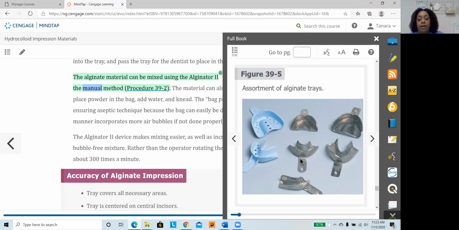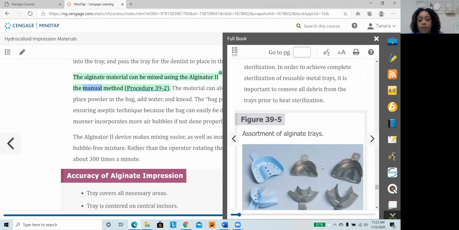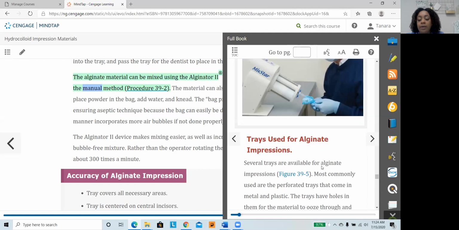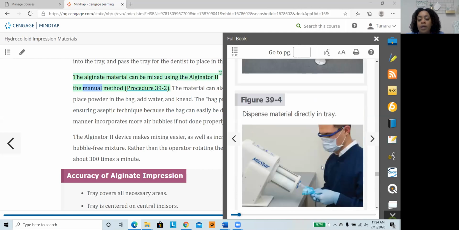Okay, it shows you on 921. All right, that pretty much concludes that area. Now here, it's showing you on page 920 where some places actually don't use the powder, it's your doctor's preference. They actually have a material already mixed in a tube.